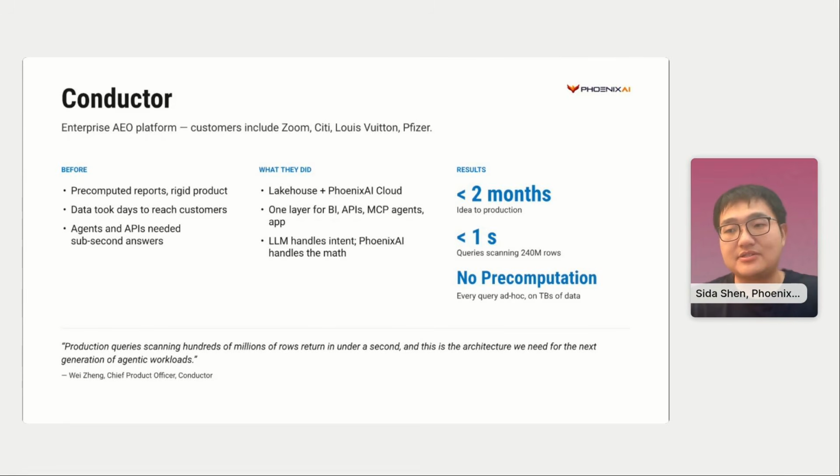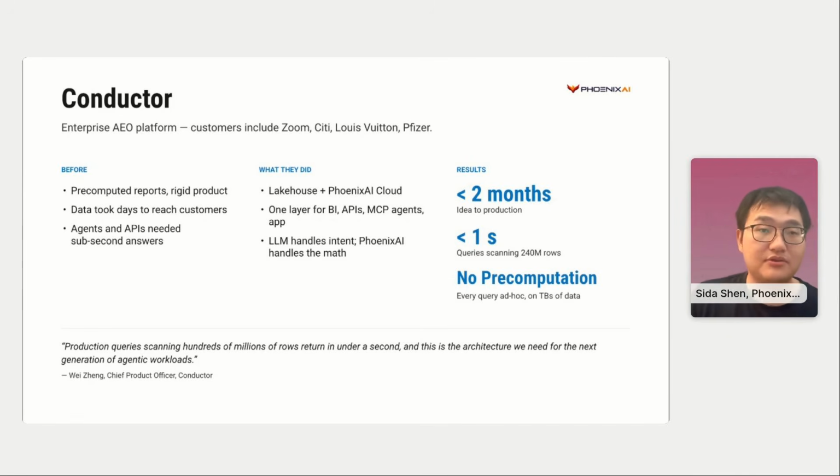Sub-second answers were what they needed, because every question asked responds into many queries, so each one needs to be very fast. So what they did is they went into a lakehouse architecture with open table formats, and they have PhoenixAI Cloud querying that, serving these kinds of workloads. So they have one layer for their BI, for the APIs, for the MCP agents, for their apps, for the customer-facing scenarios.